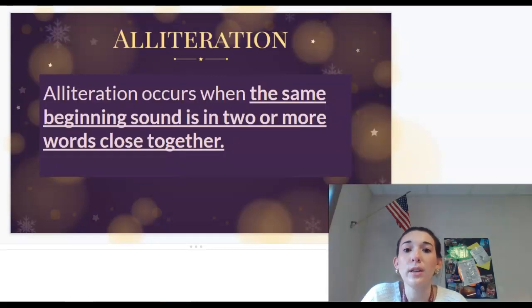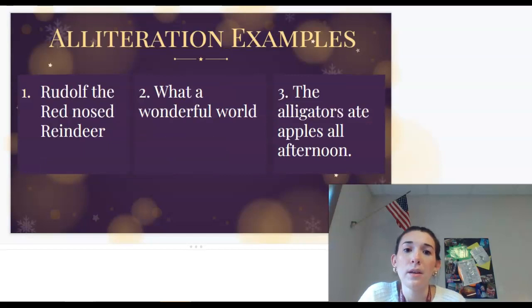Then alliteration occurs when the same beginning sound is in 2 or more words close together, typically consonants, but not necessarily. So, for example, Rudolph the Red-Nosed Reindeer is a bunch of R sounds in close proximity. What a Wonderful World, the W, all in close proximity. And then we can bring back the alligators ate apples all afternoon. Even though it is vowels, it would still work out that it's the same sound at the beginning of a word.